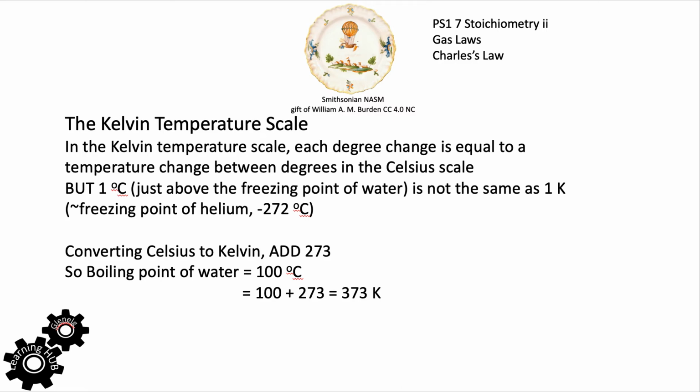1 degree Celsius, which is just above the freezing point of water, is not the same as 1 Kelvin, the freezing point of helium, negative 272 degrees Celsius. So when you want to convert Celsius to Kelvin, add 273 to the Celsius value. The boiling point of water in Celsius is 100 degrees Celsius. In Kelvin, add your 273 to get 373.